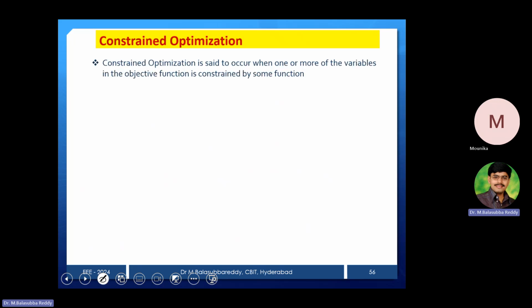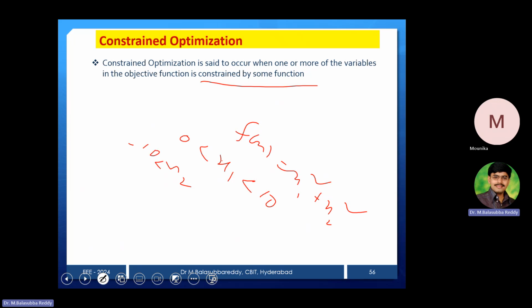Normally, an unconstrained problem is not very useful. We need to consider only constrained problems. A constrained problem occurs when one or more of the variables in the objective function is constrained by some function. As I said earlier, f of x may have x1 square plus x2 square, and then the constraints may be x1 from 0 to 10, and x2 maybe from minus 10 to plus 10.